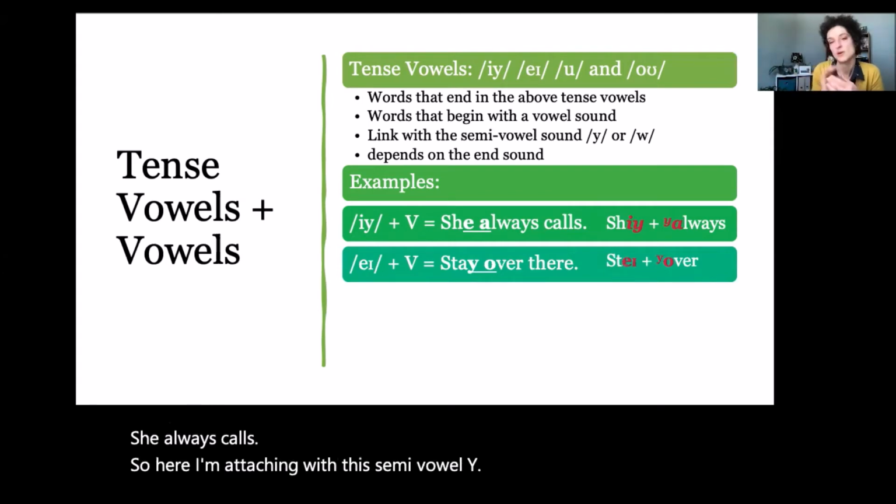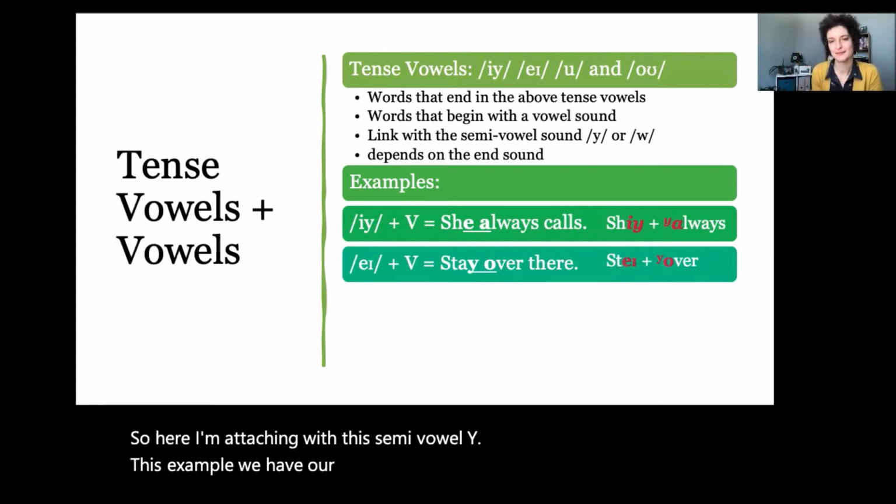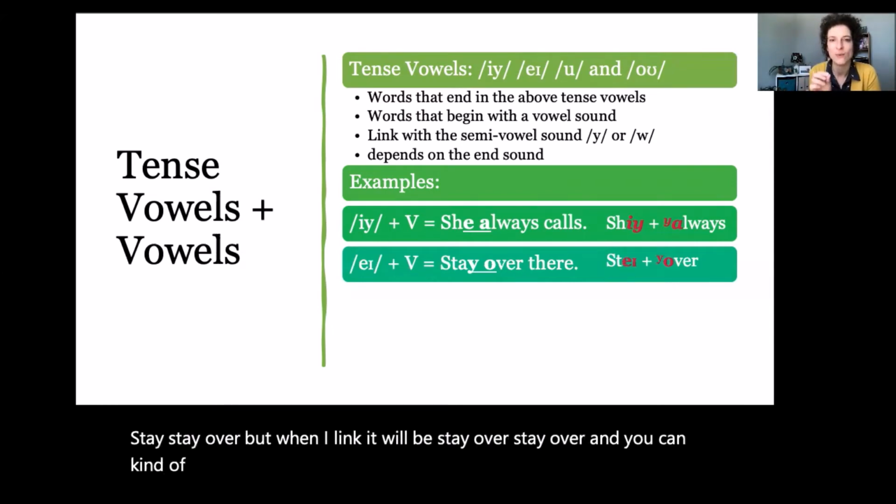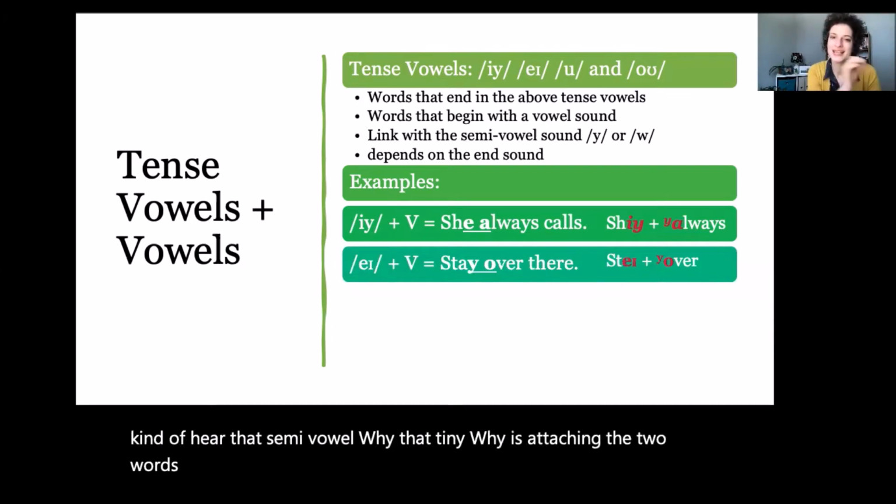This example, we have our tense vowel A, like in the word late, plus a vowel. Stay over, but when I link it, it will be stay over. And you can kind of hear that semi-vowel Y, that tiny Y, is attaching the two words together. Stay over there, hey, stay over there.